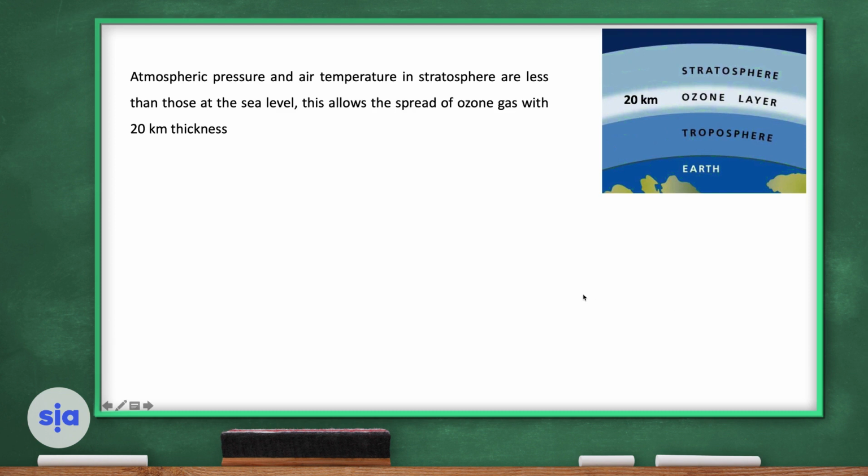The atmospheric pressure and air temperature in stratosphere are less than those at the sea level. We know that whenever the altitude increases above the sea level, the atmospheric pressure and the air temperature decrease. So therefore, in stratosphere, they are less than those at the sea level. And this allows the spread of ozone gas with 20 kilometer thickness of the ozone layer.